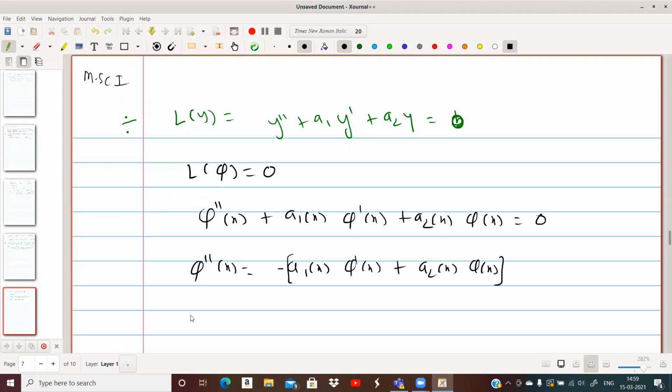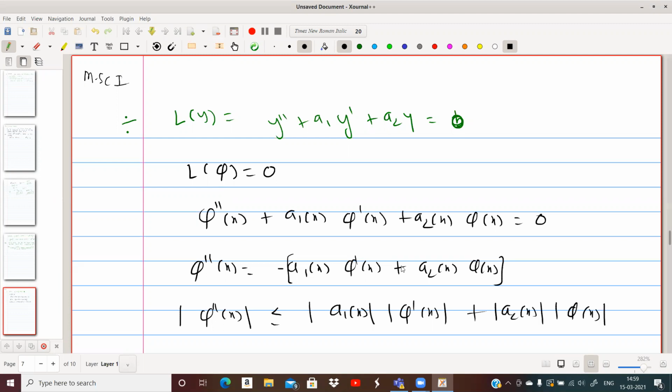So you should write the mod of this: mod of phi double dash x is less than or equal to mod of a1 x multiplied by mod of phi dash x plus mod of a2 of x multiplied by mod of phi of x.